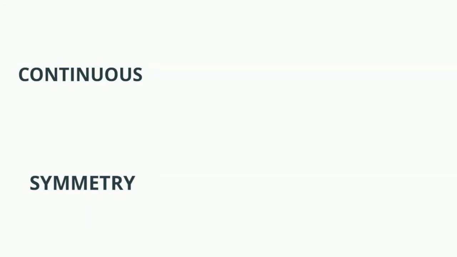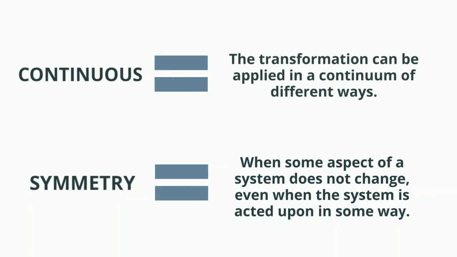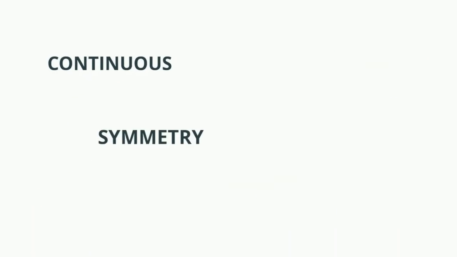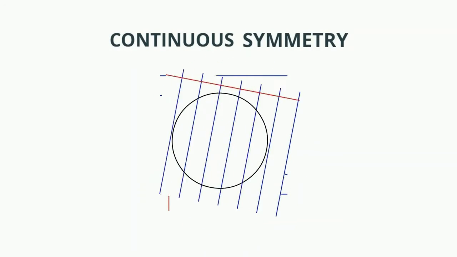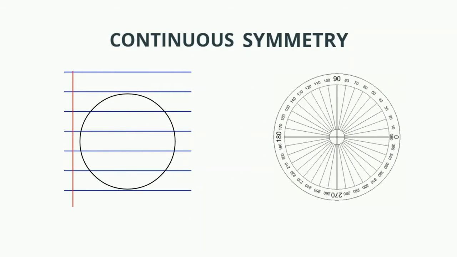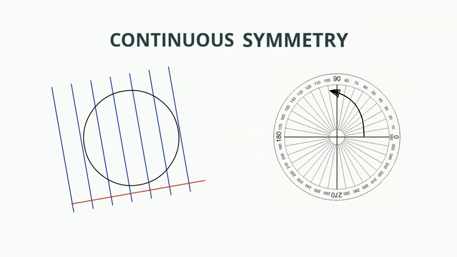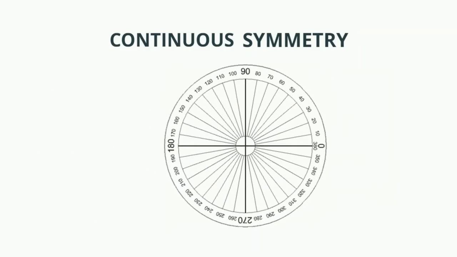A symmetry, we know, is just an aspect of the object that we're analyzing which is unchanged under the action of some transformation. A symmetry is continuous if the transformation generating it can be applied in a continuum of different ways. Take, for example, the rotation. A rotation of a system refers to rotating that system by any number of degrees, ergo a continuum of different possibilities. We can rotate by 100 degrees, 10 degrees, 76 degrees, any real number.